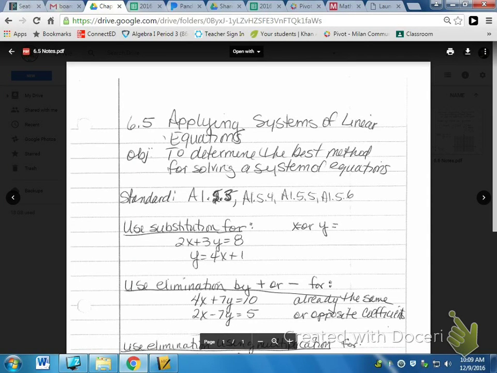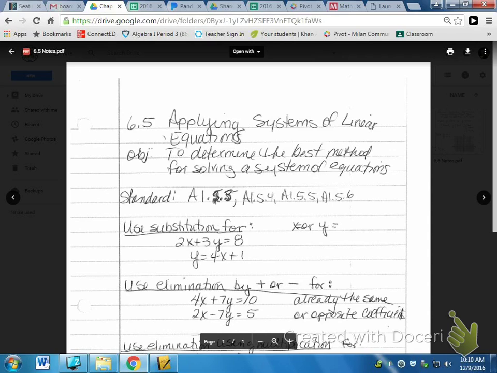Lesson 6.5, applying systems of linear equations. Our objective is to determine the best method for solving a system and then solve it. So this is basically using the last 3 lessons wrapped up into one. You're going to be given systems and have to determine which way is the best way to solve it and then go ahead and solve it.